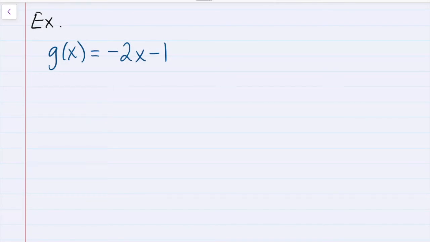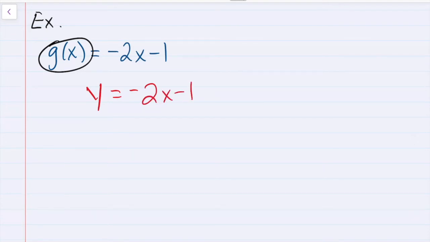Alright guys, in this activity we're going to find how to change a function into its inverse function. To do this, first we have to remember that g of x is the same thing as writing a y. Y equals negative 2x minus 1. Remember, the g is known as the output, and the same can be known as the letter y.